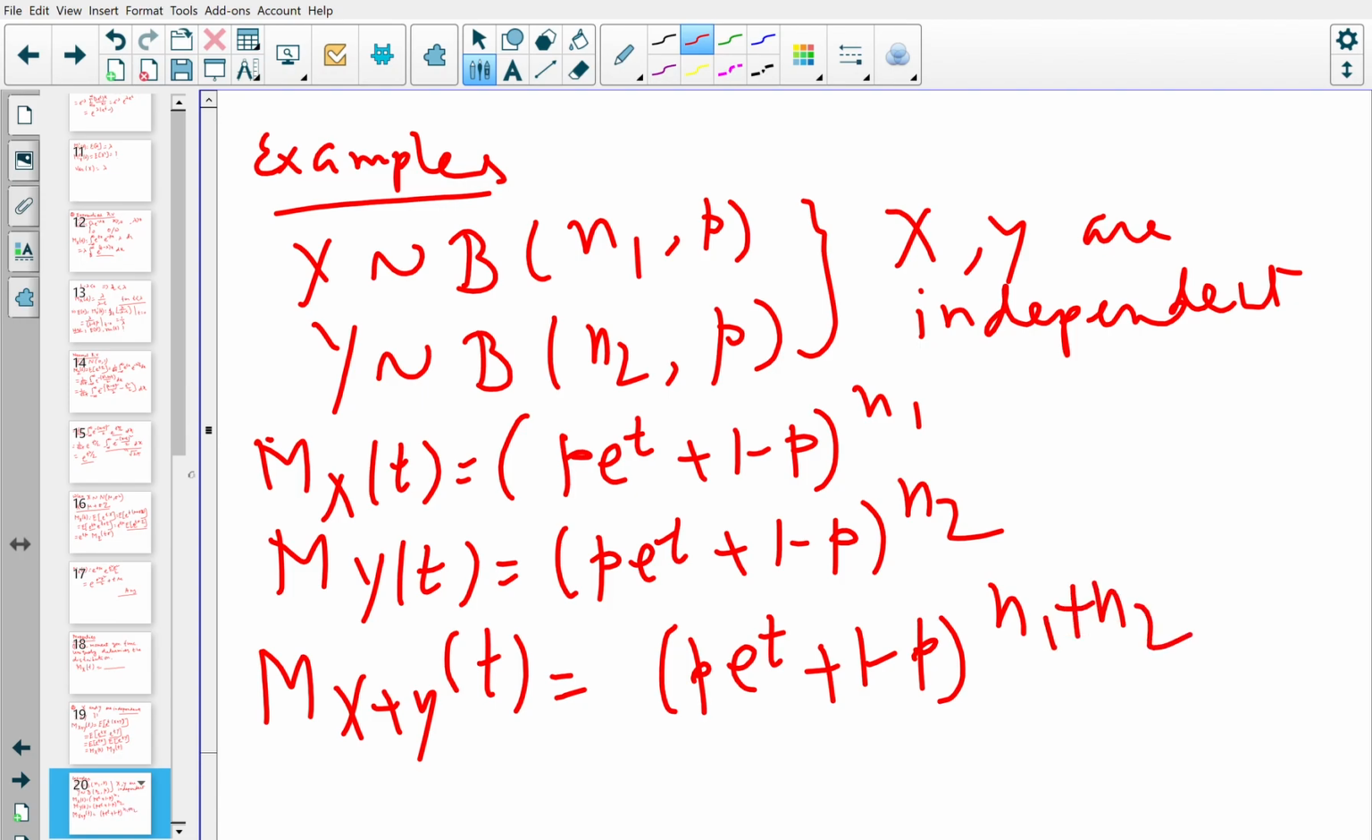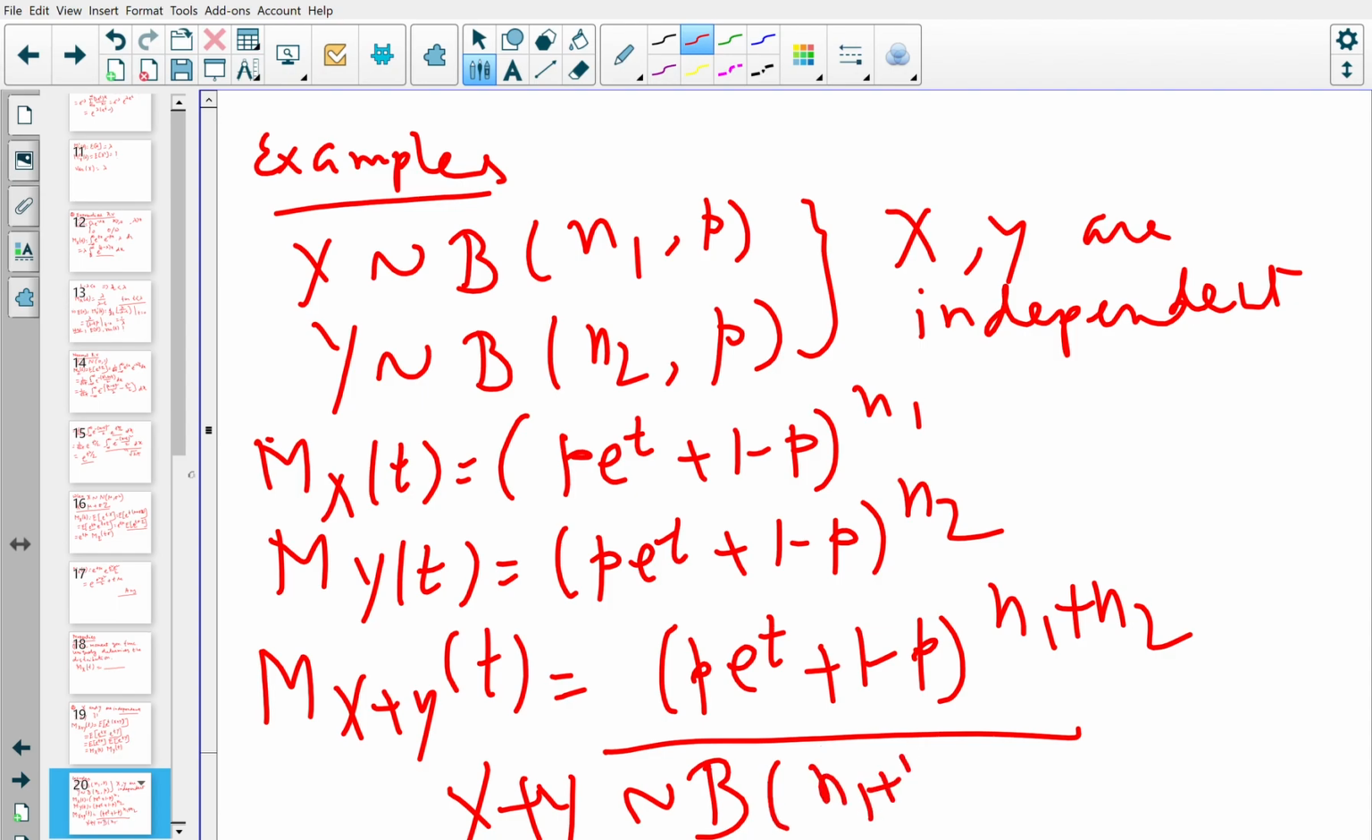So what does that mean? That means if you take the sum of two binomial random variables which are independent, then their moment generating function is this, which again satisfies the binomial properties. So X plus Y is a binomial with parameters n1 plus n2 and p.